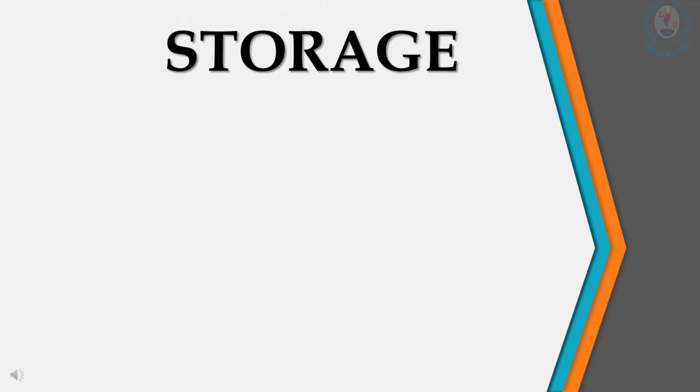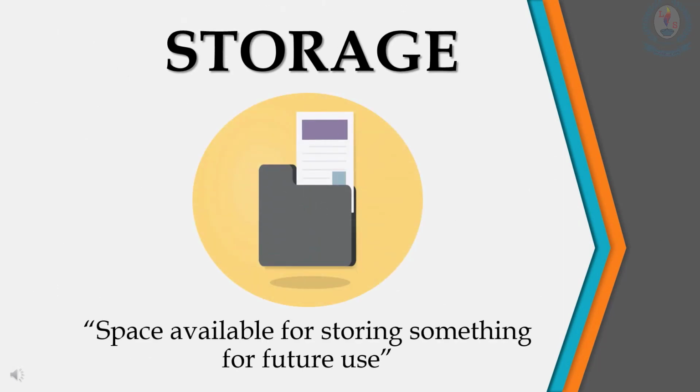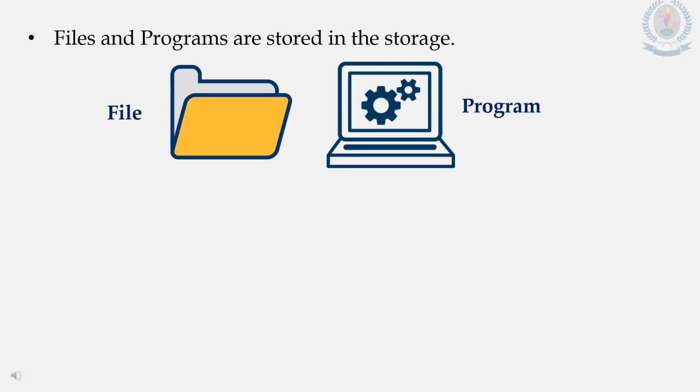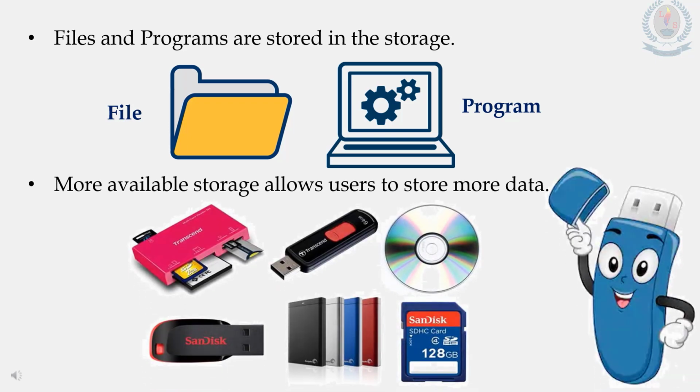The next feature is storage. Storage is the space available for storing something for future use. Files and programs are stored in storage. A file is a collection of data that represents a document, image, database or similar. A set of instructions that are carried out by the processor to perform a task is called a program. More available storage allows users to store more files and more programs. Storage speed also affects performance.